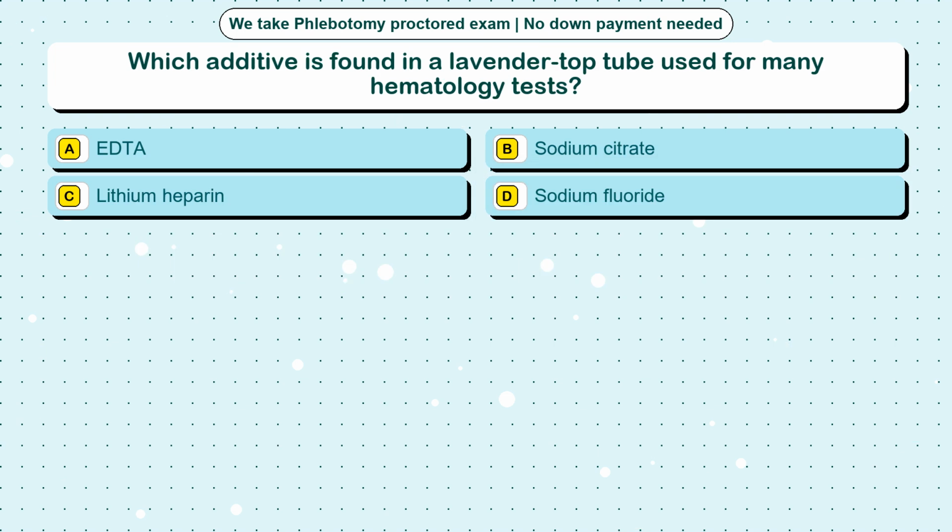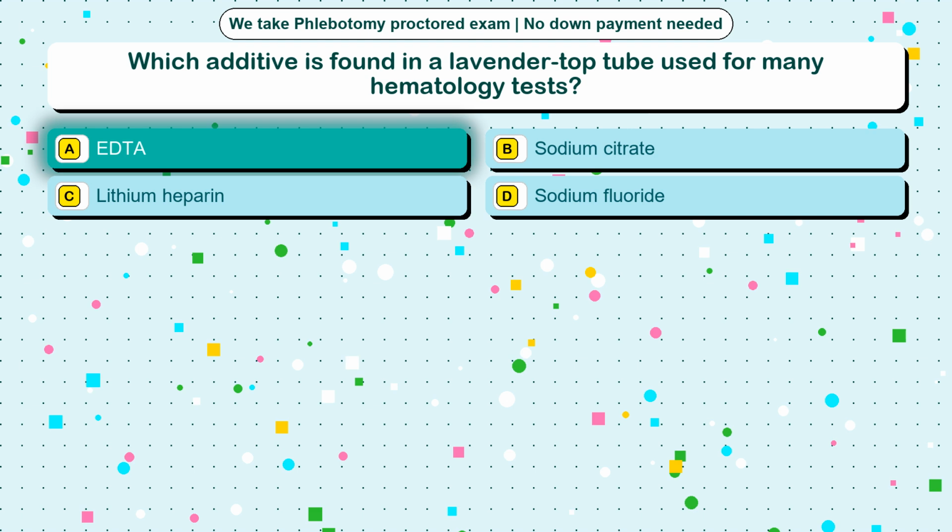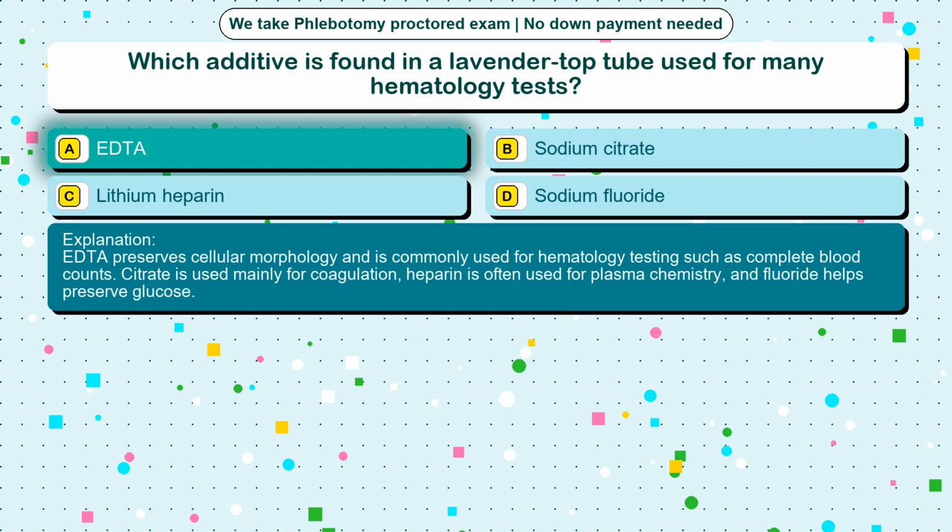Which additive is found in a lavender top tube used for many hematology tests? Option A, EDTA. Option B, sodium citrate. Option C, lithium heparin. Option D, sodium fluoride. The correct answer is option A, EDTA. EDTA preserves cellular morphology and is commonly used for hematology testing such as complete blood counts.